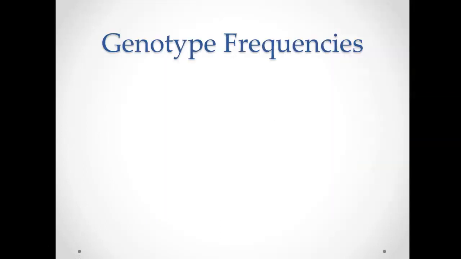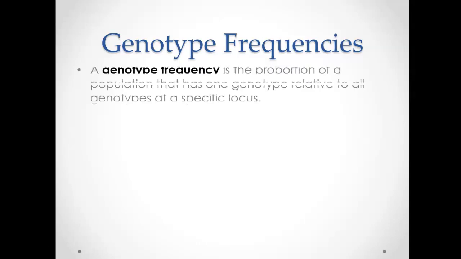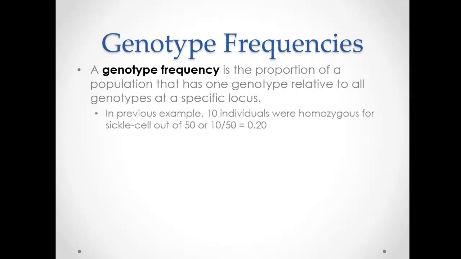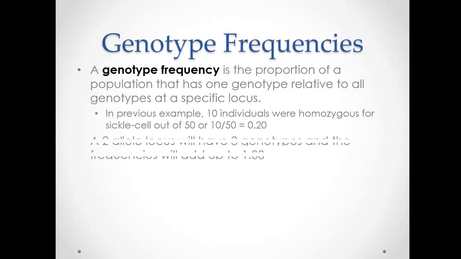In addition to figuring out allele frequencies, we can also do genotype frequencies. And genotype frequencies are very easy. We just look at the proportion of the population that has one genotype relative to all other genotypes for that particular trait. Okay, so in the previous example, we had 10 individuals who were homozygous for sickle cell out of 50. So that means 20% of the population had the genotype for sickle cell disease. Okay, so that one's real simple. You just look at the number of people with that genotype and divide it by the total number of people in your population. So that's a pretty simple one.